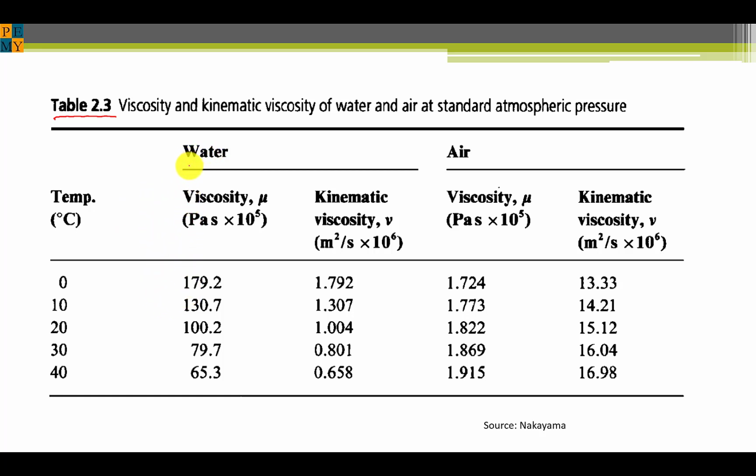Here is a viscosity for water and air. Now at room temperature, let's say close to room temperature, that's 20 degrees C. This says that the viscosity of water is 100.2, so that's 100.2 times 10 to the minus 5, because this unit is 100,000 times bigger than the number here. So this is equal to 0.001002 Pascal seconds from the units stated here.